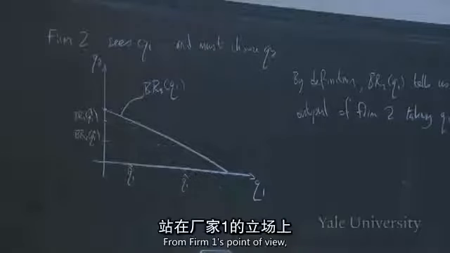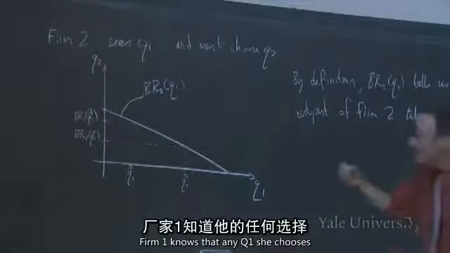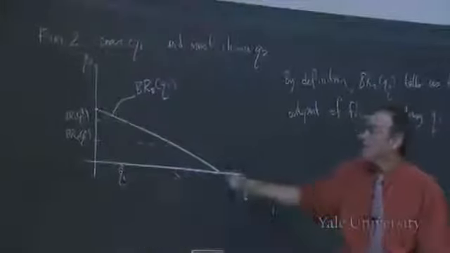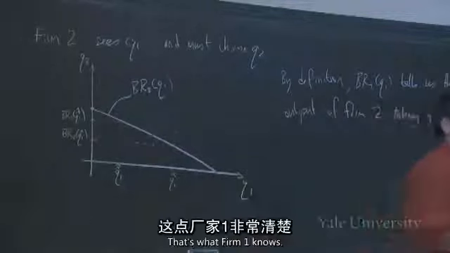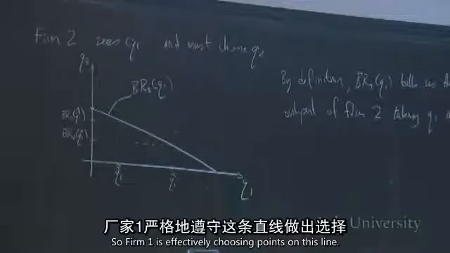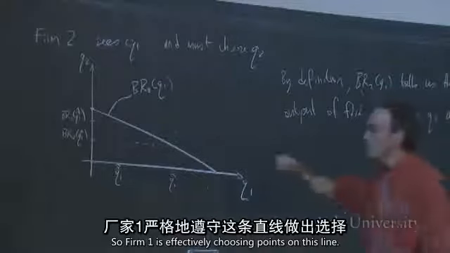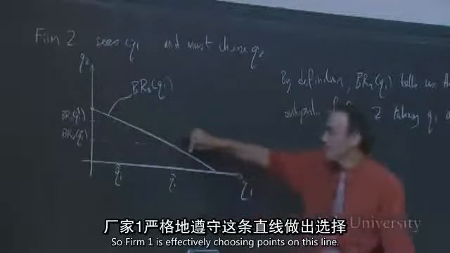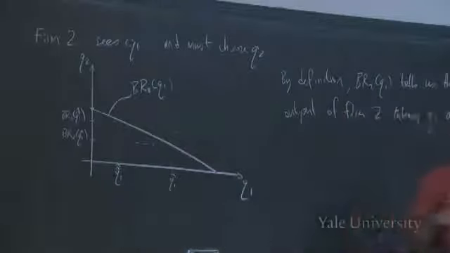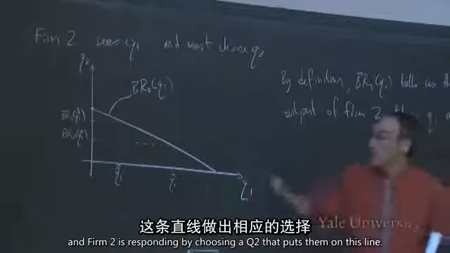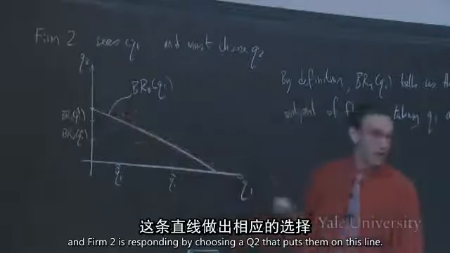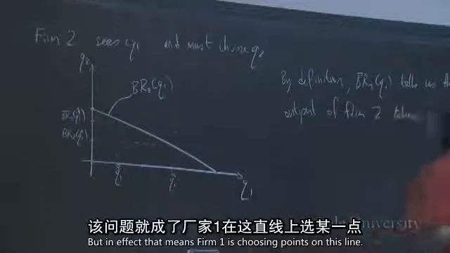From firm 1's point of view, firm 1 knows that any Q1 she chooses leads to a response on this line by firm 2. That's what firm 1 knows. So firm 1 is effectively choosing points on this line. Let me say it again. What's actually happening is firm 1 is choosing Q1, and firm 2 is responding by choosing a Q2 that puts them on this line. But in effect, that means firm 1 is choosing points on this line.